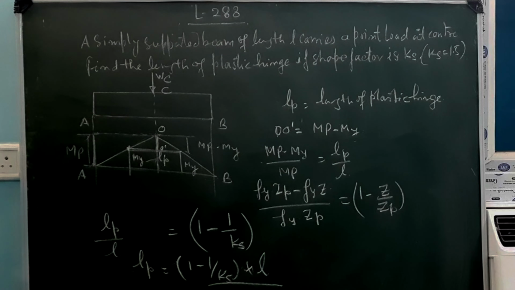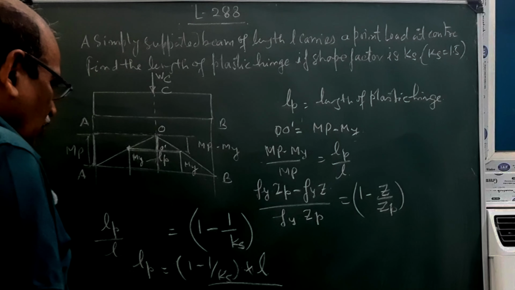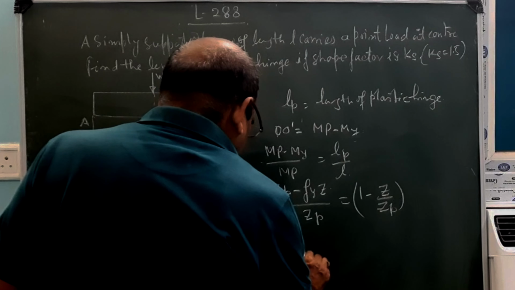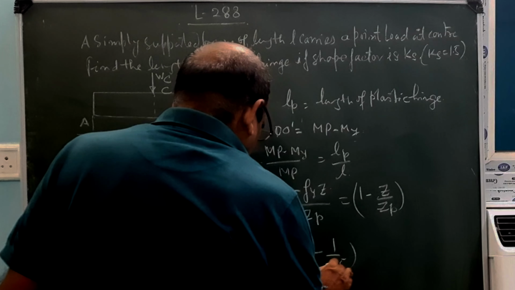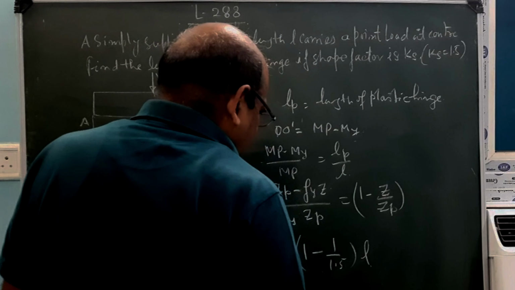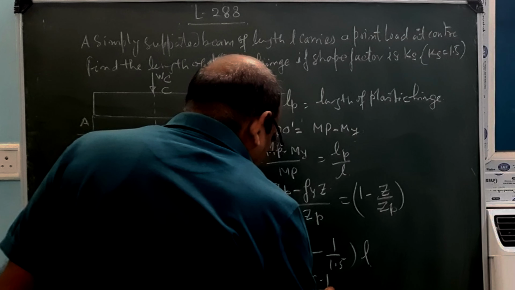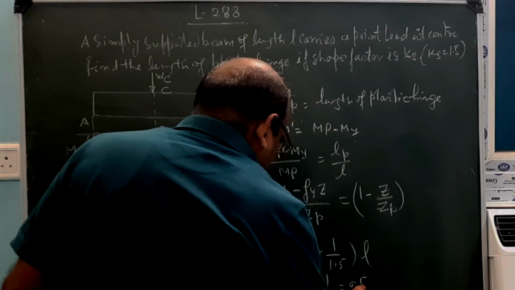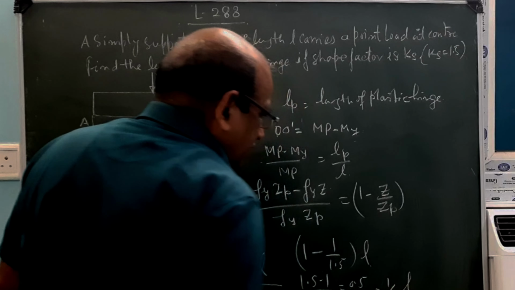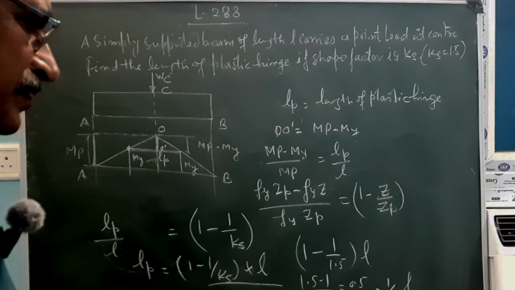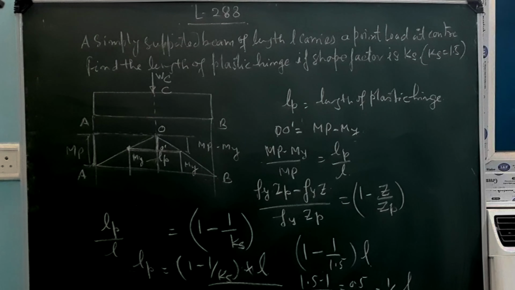So the length will be calculated in this way. What will be the value? This will be 1 minus 1 upon 1.5 multiplied by L. So this is 1.5 minus 1 divided by 1.5, which is 0.5 divided by 1.5. So this is 1/3 L. LP equals 1/3 L.